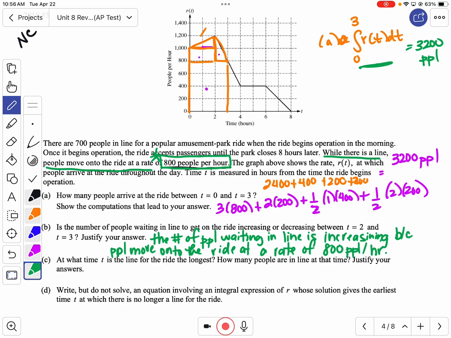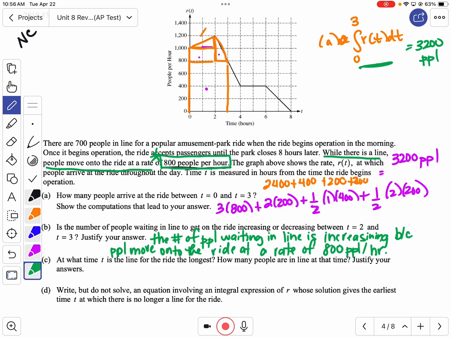Because we're talking about the derivative has to be positive for the number of people to increase. Okay, the rate is people per hour. So for the number of people to increase, then the people per hour had to be positive. The derivative had to be positive for the function itself to be increasing. Yeah, R of t is positive. Yep. And people get onto the ride at a rate of 800 per hour. R of t is the rate at which people arrive at the ride. But we're talking about the number of people waiting in line.